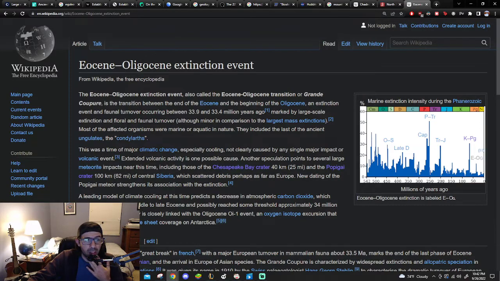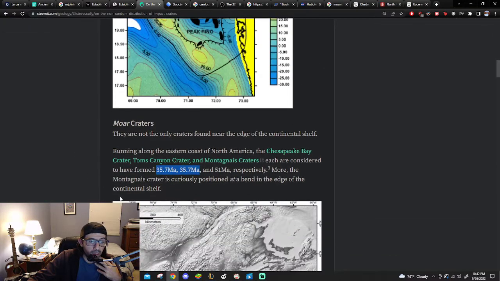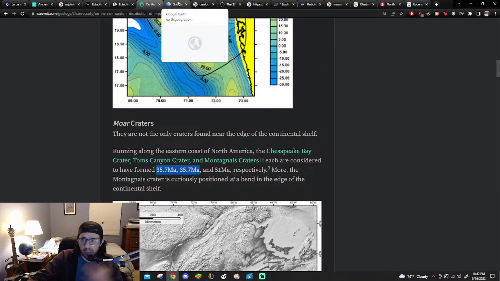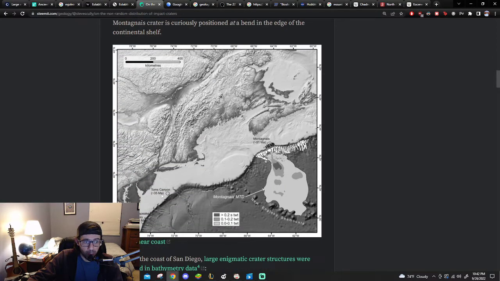Which would make sense if it was related to the craters that formed 35 million, 35.7, I believe. Because on this time scale, time is rapidly passing. So if 34 or 35.7 these happen and simultaneously they cause some sort of release from within the Earth of this.